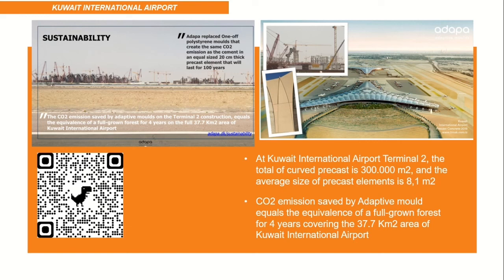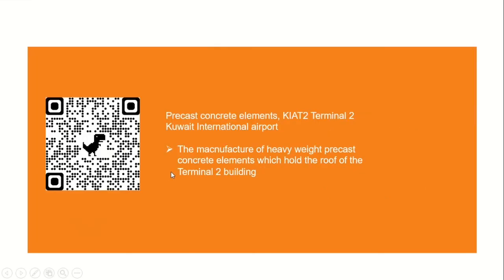You can find out more about Kuwait International Airport from the QR code here. From the QR code, you can see the precast concrete elements in Terminal 2 of Kuwait International Airport. The video will show you the manufacture of heavyweight precast concrete elements which hold the roof of the Terminal 2 building.